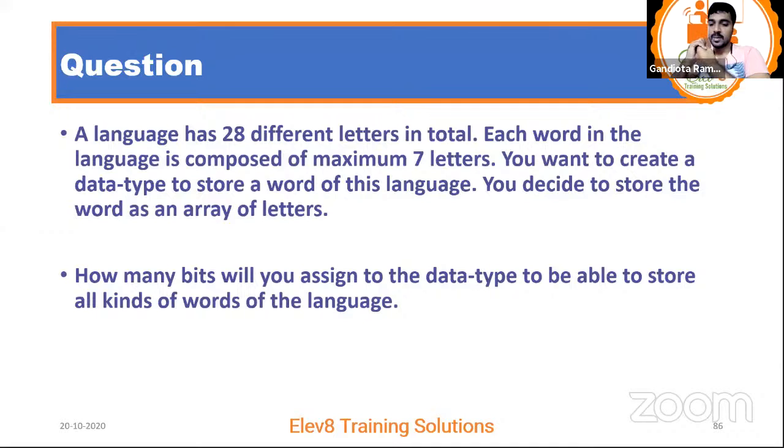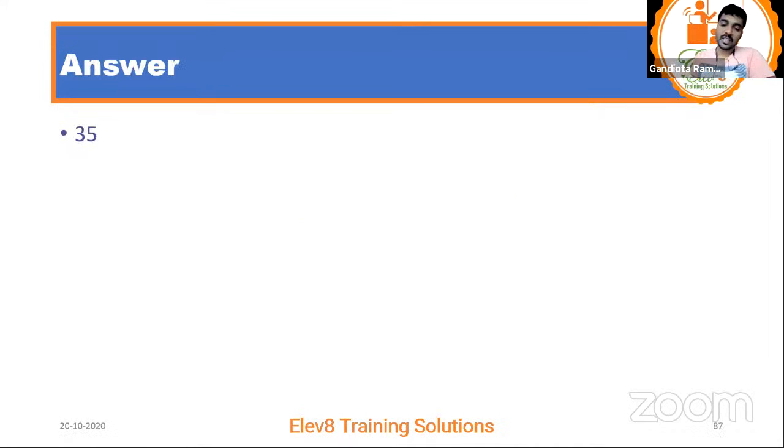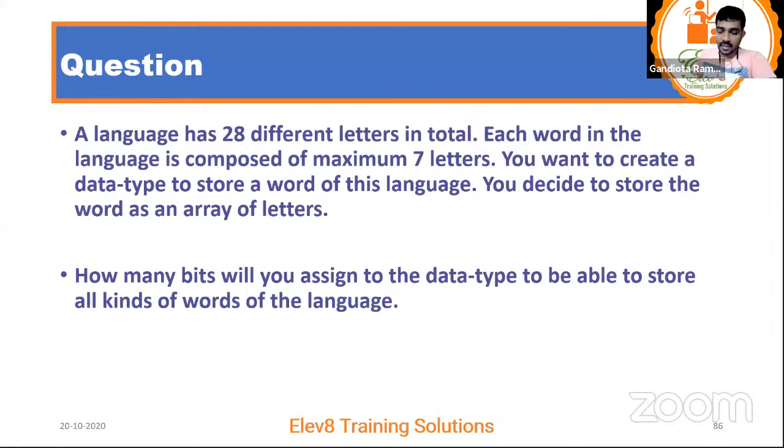చూడమ్మా, మీరు 28 డిఫరెంట్ లెటర్స్ స్టోర్ చేయాలి. థింక్ చేయండి మా. A language has 28 different letters in total. 28 different letters ఉన్నాయి మా. See, 35 bits are required. See, how many letters you are going to form?